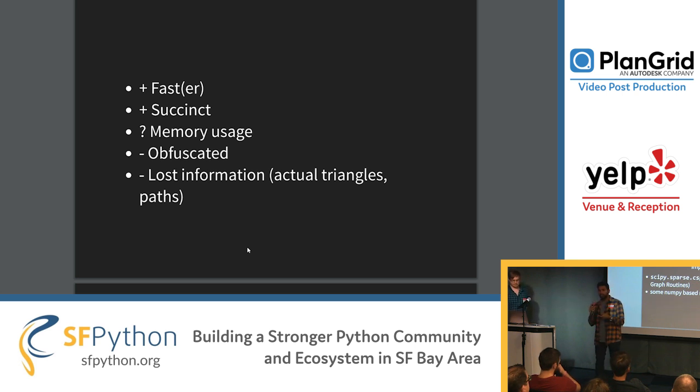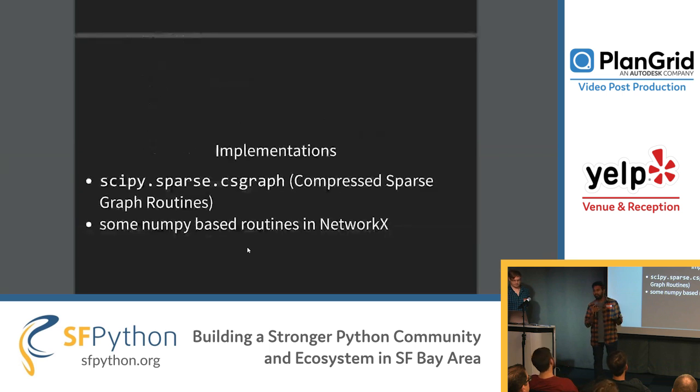A cool way to think about graphs and graph operations in terms of matrices. If you want to play around with this, turns out there are already some implementations, so you don't have to build your own. Specifically, SciPy has a compressed sparse graph routines module, which I discovered really late. Turns out there are also some NumPy-based routines in NetworkX itself. So yeah, had fun playing around with this. That's all I got.